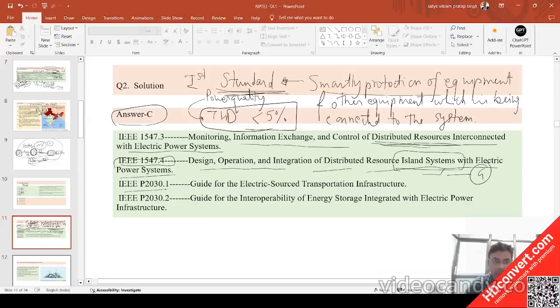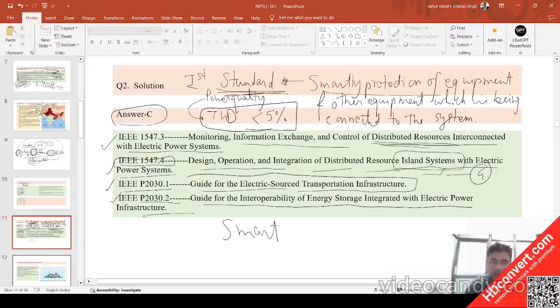And the IEEE P2030.1 guides for the electric sourced transportation infrastructure. And the P2030.2 guides for the interoperability of the energy storage integrated with the electrical power infrastructure. These are certain standards for the connection of your decentralized system into your main grid and with the smart grid. I have one question to you all.